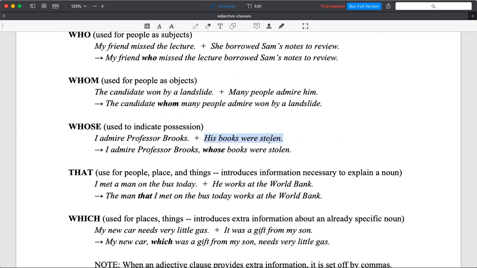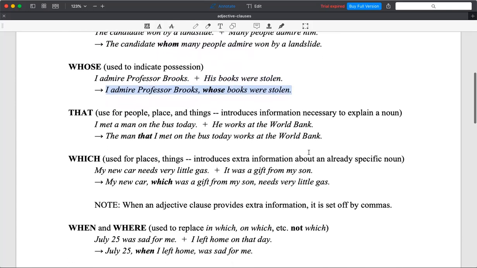You change the second sentence. Instead of his books, you say whose books. And then you start with, I admire Professor Brooks, whose books were stolen. You can also use that as the pronoun. We use that for people, for places, for things. It also introduces information necessary to explain a noun.